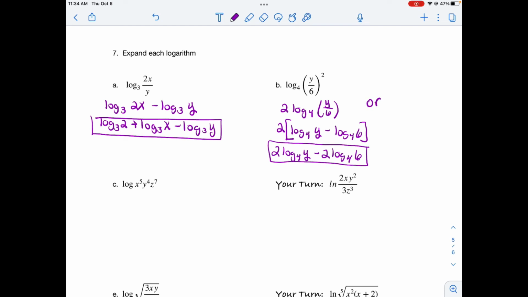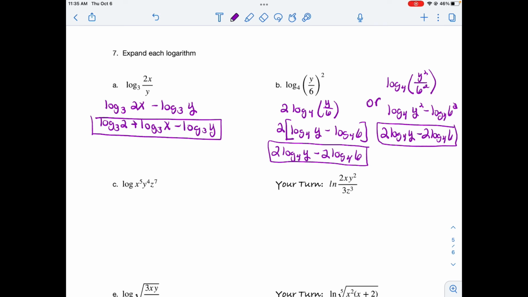Now there's another way that you can approach this problem. Whichever way makes more sense to you, you can. I can first distribute that square to the numerator and denominator inside my logarithm. Then I can break up my fraction by the division and make it subtraction. Then I can do my power rule and bring the power to the front of each of those terms. And I get the same answer as I did the other way. But this way I didn't have to remember to put in parentheses. Whichever way makes more sense to you.